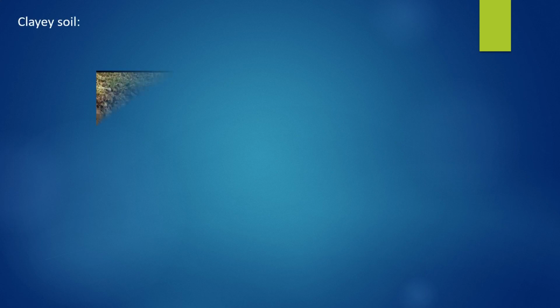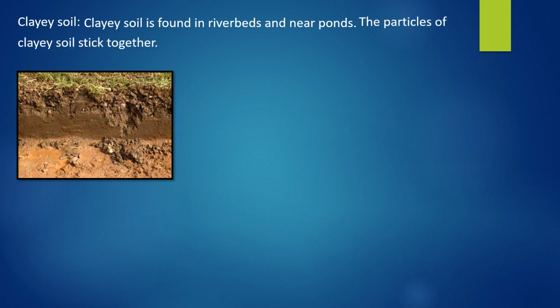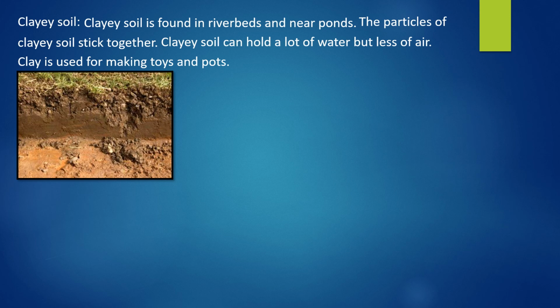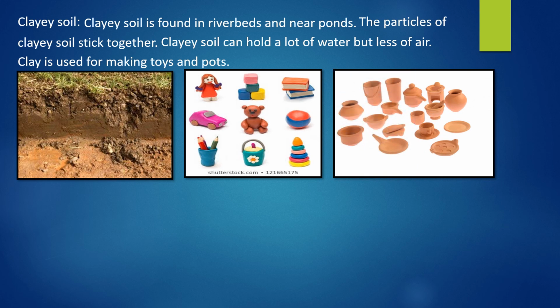Next one, clay soil. Clay soil is found in riverbeds and near ponds. The particles of clay soil stick together. Clay soil can hold a lot of water but less air. Because of sticking together, they cannot hold air, but they can hold a lot of water. Clay is used for making toys and pots. We use a lot of clay soil for making toys, and some people use this clay soil for making pots or different kinds of utensils.